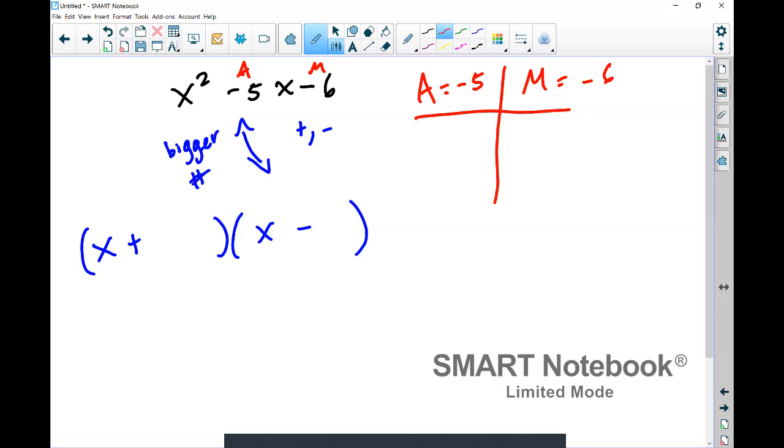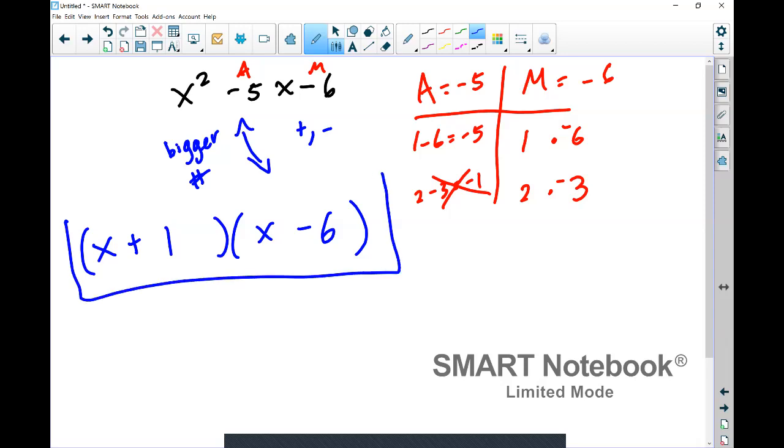So how do we multiply to 6? We've got 1 times 6 and 2 times 3. Since we said the bigger number has to be negative this time, the 6 is negative and the 3 is negative. So 1 minus 6 does happen to equal negative 5, and we're done. If we wanted to test it, 2 minus 3 equals negative 1, so that does not work. So what are our factors? The 1 and the negative 6. The 1 is the positive one, so it goes here. 6 is negative, and it goes there. And there you go, we're done.